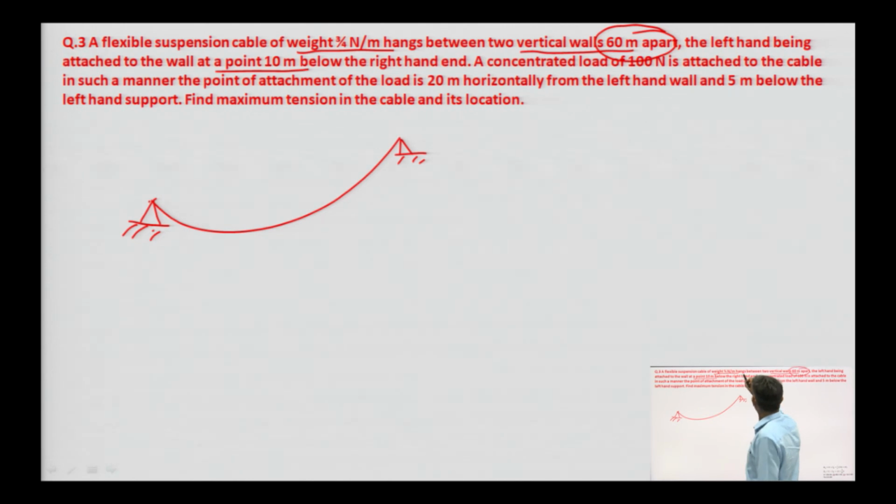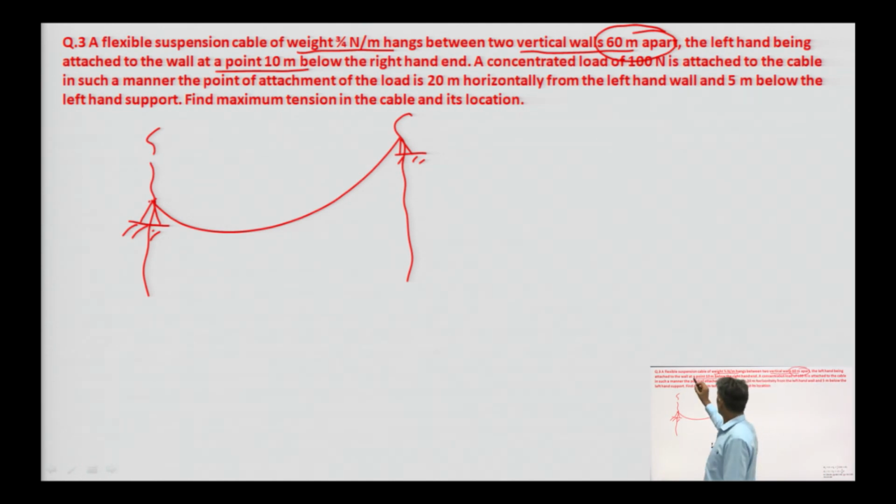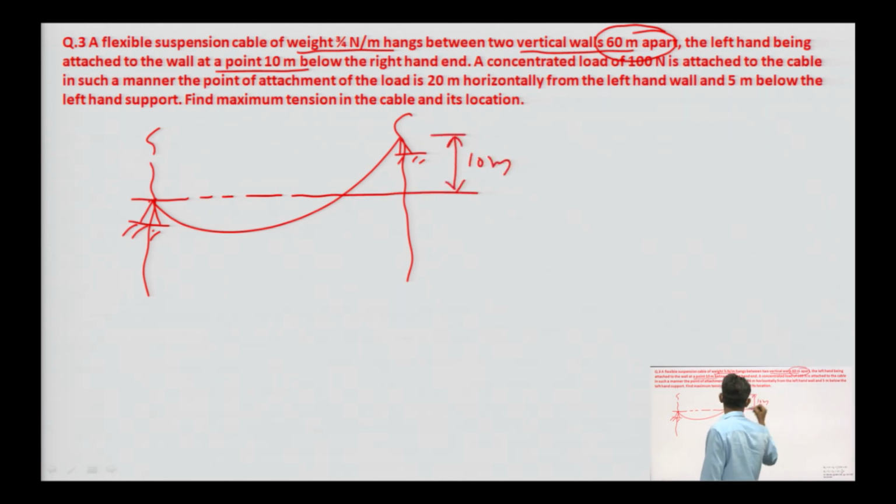Read again. Hangs between two vertical walls. Okay. This one wall and this one wall. The left hand end is attached to the wall at 10 meter below the right hand end. Okay. So, this distance is 10 meter, below the right hand end.